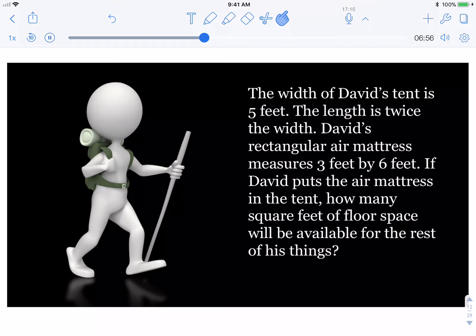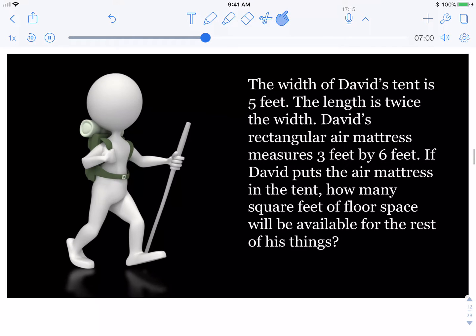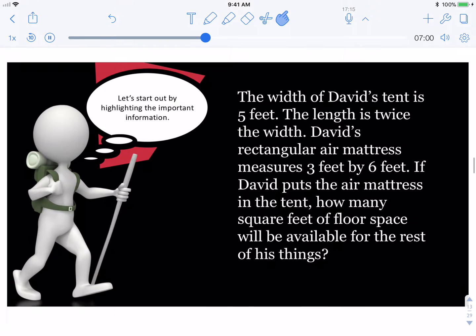Remember, when we do this, we start simple. So we know to start out by highlighting the important information. So highlight and then see if your information that you think is important is the same information that I thought was important. So pause, highlight, and then let's compare.